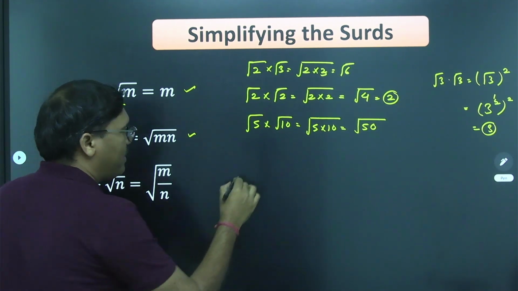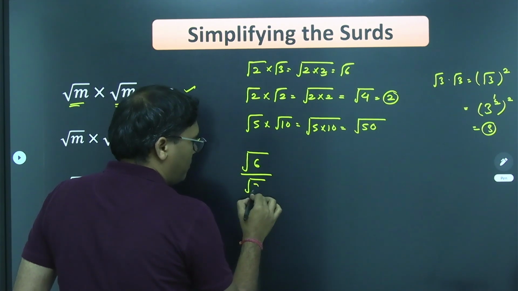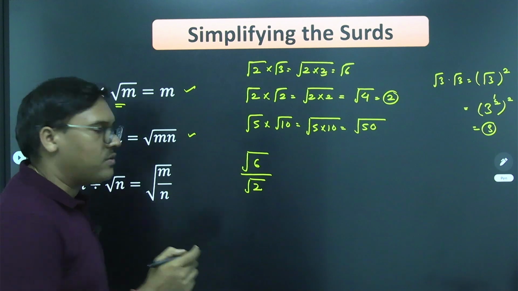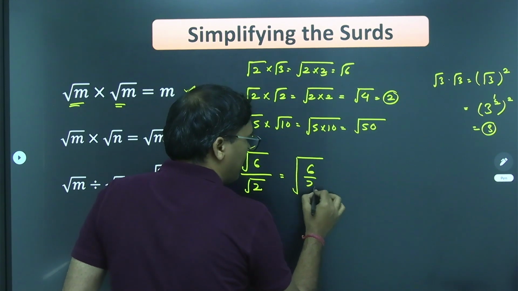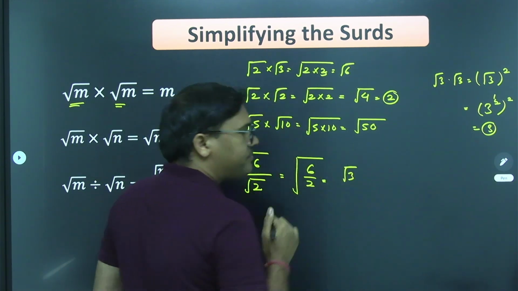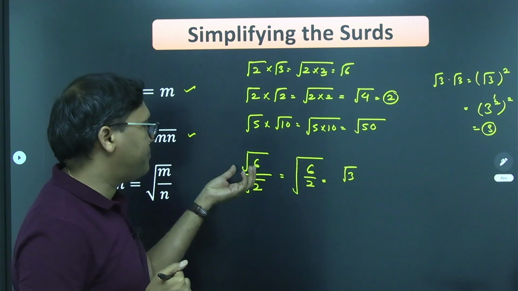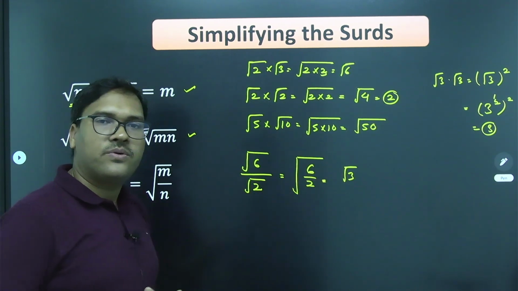So for example, you have root 6 divided by root 2. What is this? This is equal to square root of 6 divided by 2. What is this? This is square root of 3. What is the value of root 6 by root 2? This is square root of 6 by 2, which is equal to square root of 3.